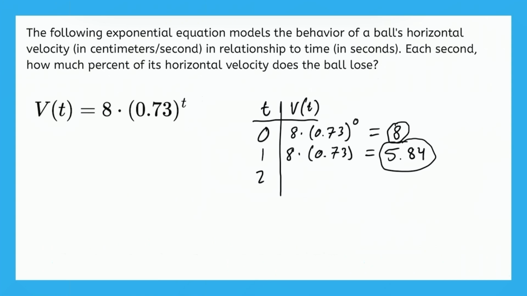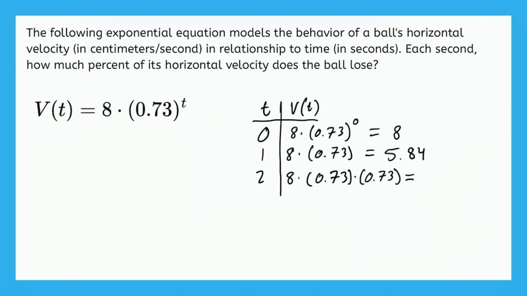Now let's see what happens after yet another second has passed, a total of 2 seconds. So now instead of plugging in 0 or 1 for t, we're plugging in a 2 for t in that exponent. However, for our purposes in understanding the situation, I think it's even more helpful to, instead of writing an exponent of 2, write 0.73 times 0.73, which is the same as saying 0.73 squared.